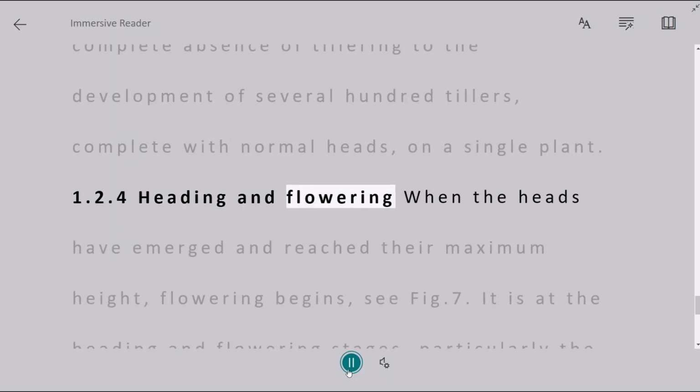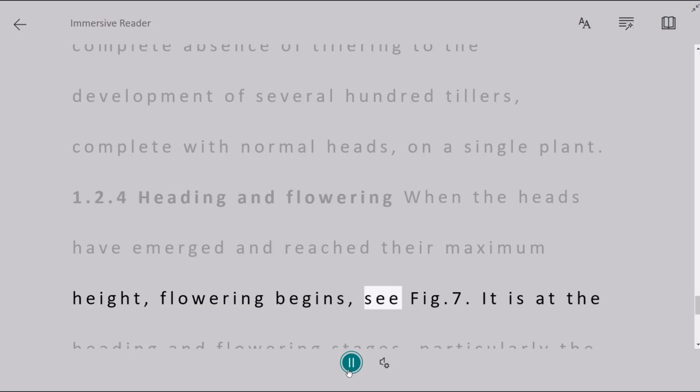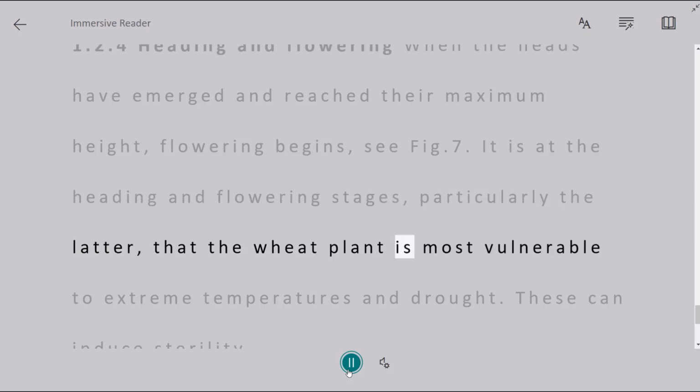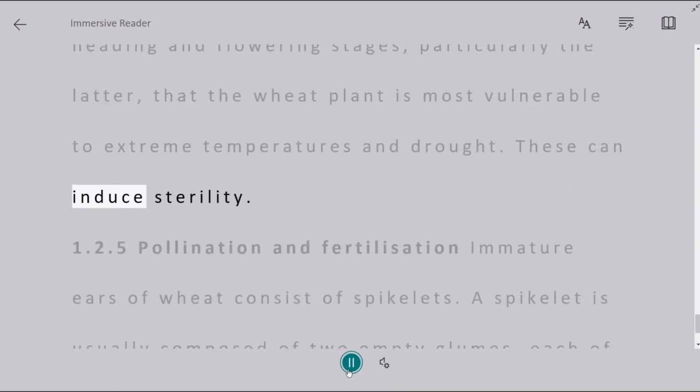1.2.4 Heading and flowering. When the heads have emerged and reached their maximum height, flowering begins, see Figure 7. It is at the heading and flowering stages, particularly the latter, that the wheat plant is most vulnerable to extreme temperatures and drought. These can induce sterility.